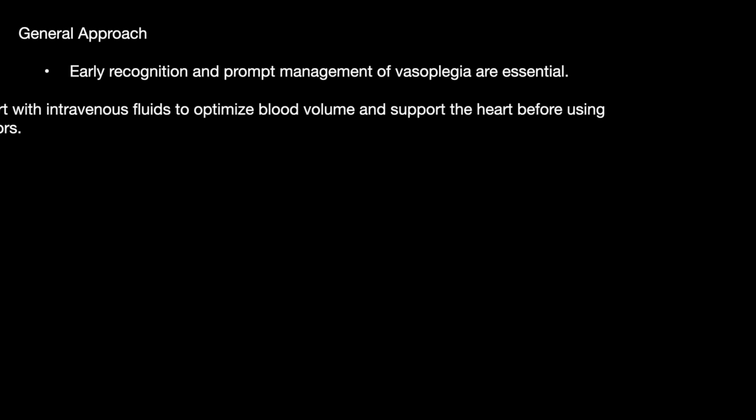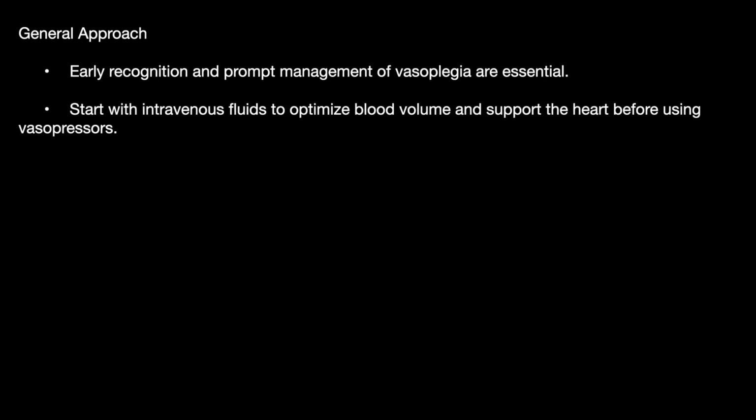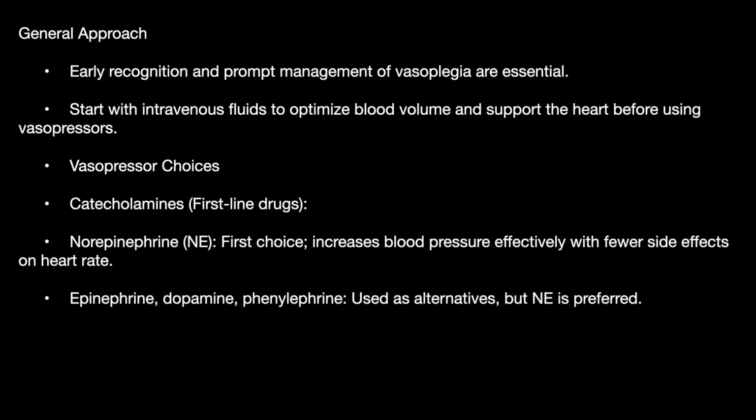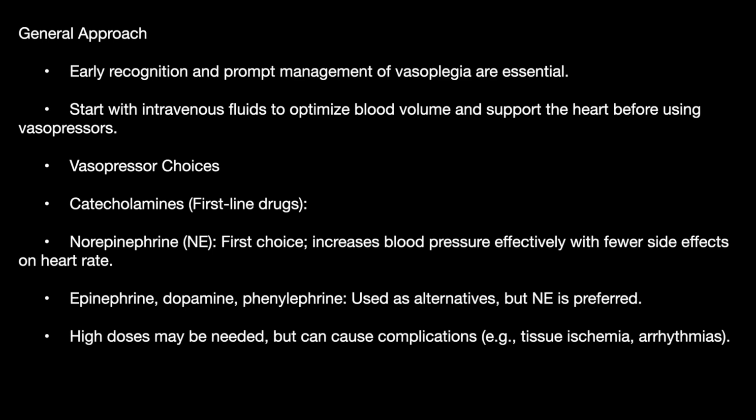So how do we manage these cases? So the general approach is early recognition and prompt management of vasoplegia. Start with intravenous fluids to optimize the blood volume and start the heart before using vasopressor. In terms of vasopressor, the choices would be norepinephrine, which is the first choice. It increases the blood pressure effectively with fewer side effects on the heart. Epinephrine, dopamine and phenylephrine can be used as an alternative, but obviously norepinephrine or NORAD is the preferred thing. High doses may be needed but can cause complications like arrhythmias and tissue ischemia.